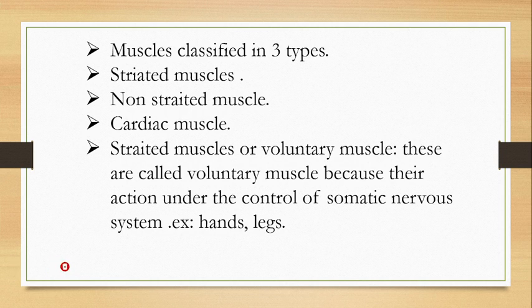The first one is striated muscles, which we may also call voluntary muscles. These are called voluntary muscles because they act under the control of the somatic nervous system. Example, hands and legs.